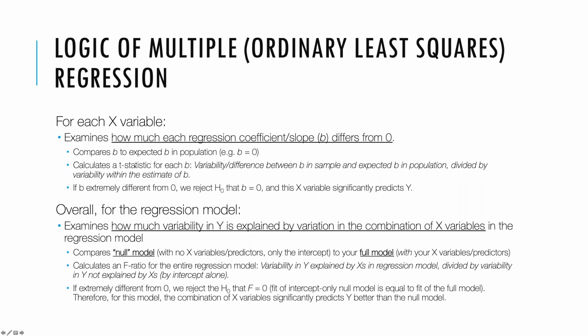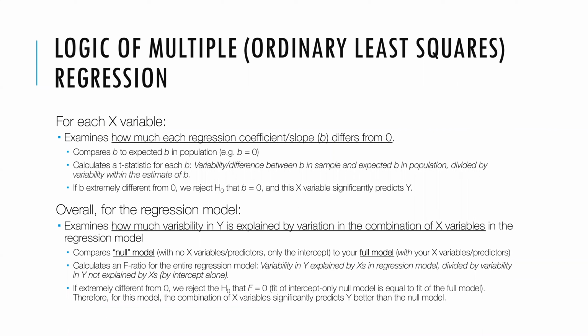It compares our b, our slope, to an expected b in the population. And the expectation is similar to the logic of a chi-square. We would expect no relationship, no slope. So what it does is it calculates a t-statistic for each slope, which measures the variability between the b in the sample and the expected b in the population, divided by the variability within our own estimate of the b. So it's running tests for each b value, each slope. If this b is significantly different from 0, then we reject the null that b is equal to 0. Thus, for this variable, the slope is significantly related to the y variable.